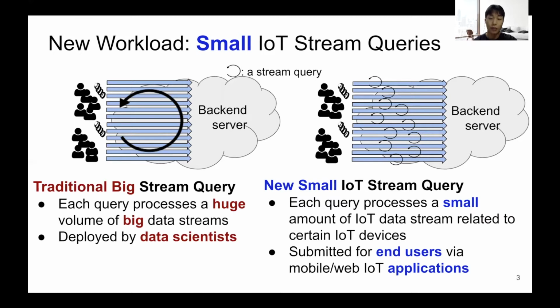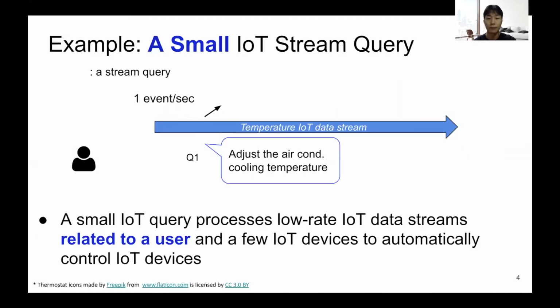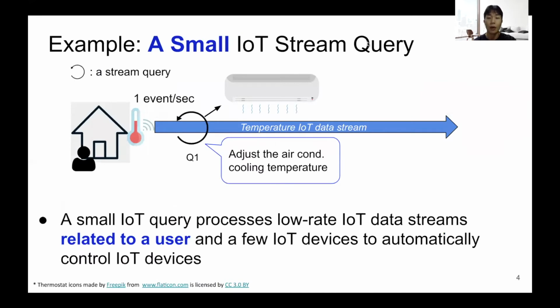Different from the traditional big stream query, which processes a huge volume of data, an IoT stream query processes a small amount of IoT data streams related to certain IoT devices. And the IoT stream queries are created for end users via mobile or web applications developed by application developers. For example, at home, an IoT stream query can process the current room temperature data and automatically adjust the air conditioner cooling temperature in the room.